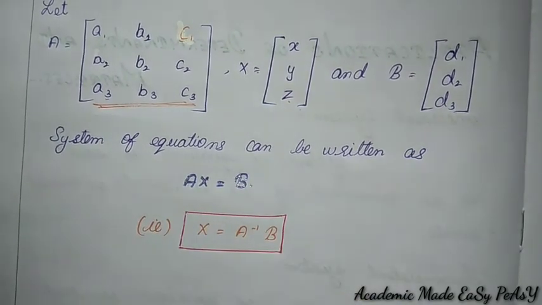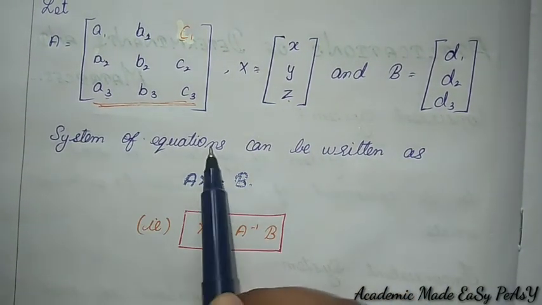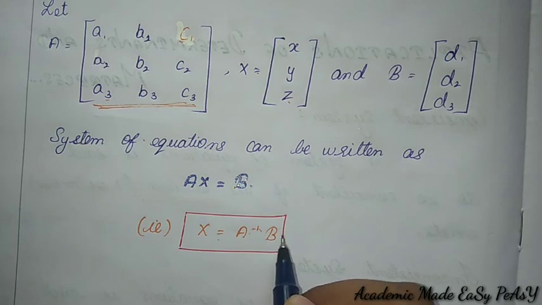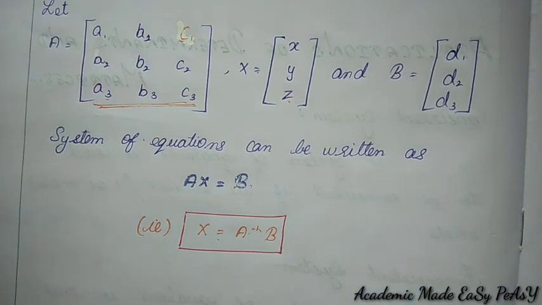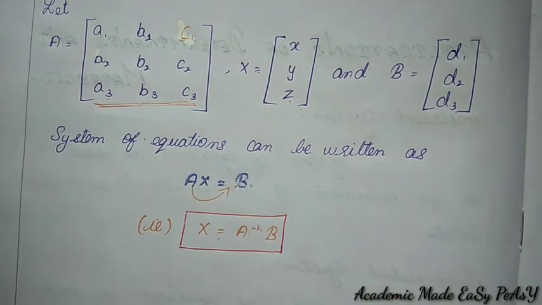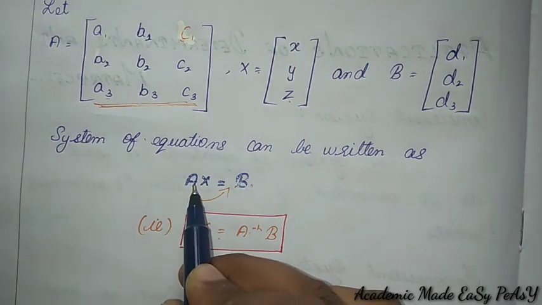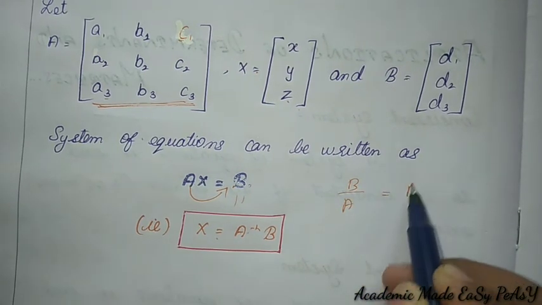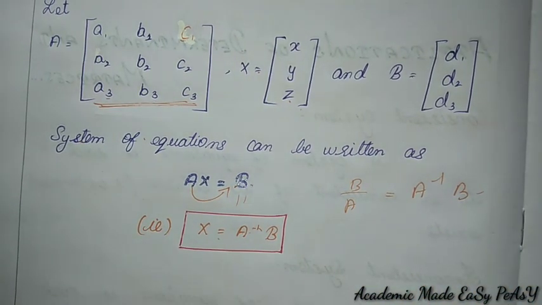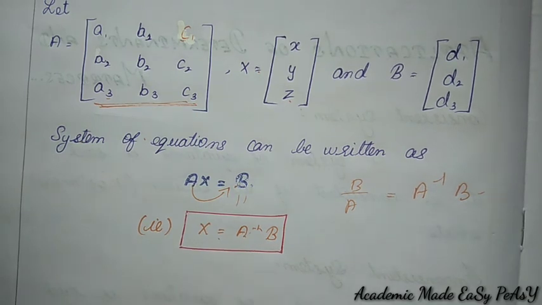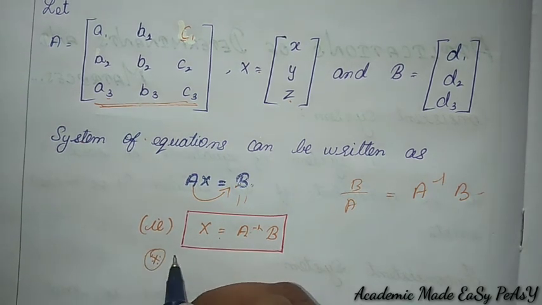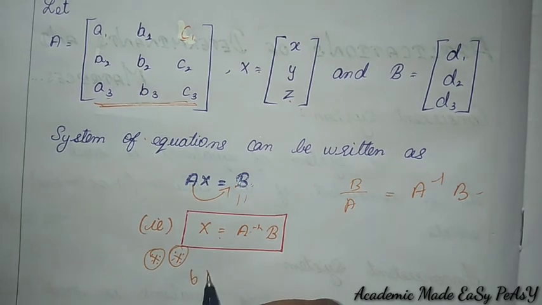Now how will I find the solution, you all might ask. The system of equations can be written as AX is equal to B, or else X is equal to A inverse B. Here we have to find the values of X, Y and Z. I have taken this A to my right hand side, so it becomes B divided by A, which I wrote as A inverse B. So X is A inverse into B. This is one of the important formulas that you have to know to do a 6 marks sum.